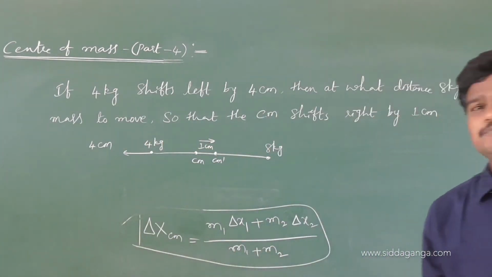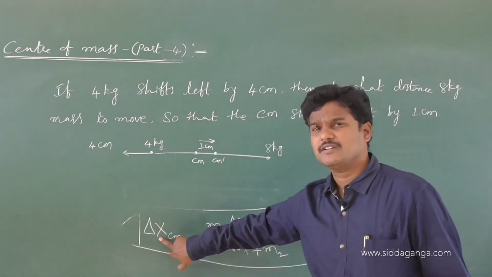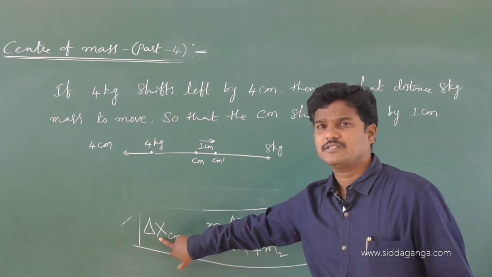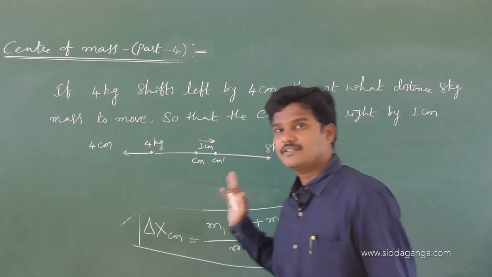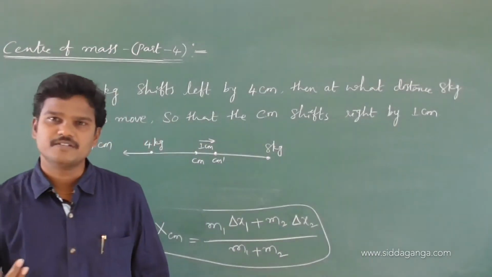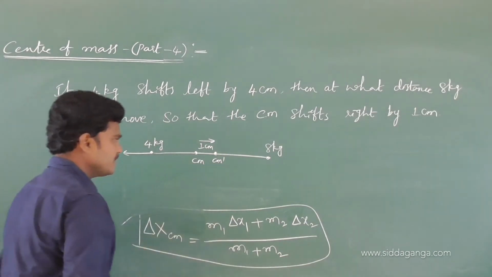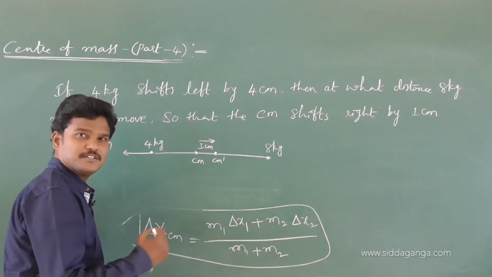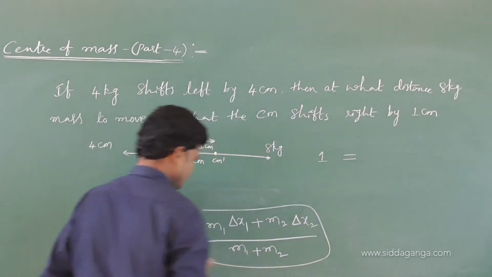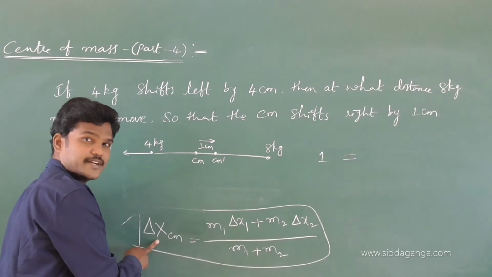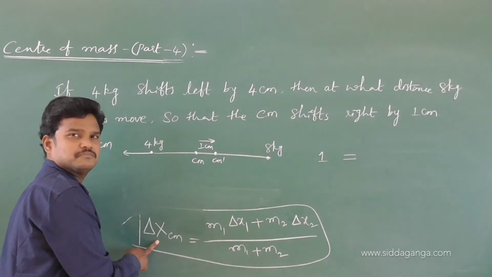In the previous problem, the shift in center of mass remained the same, so I took it as 0. Here the center of mass moves right, and right means +1; if it is left, it is -1. So use the same formula. The delta X CM given in this problem is that the center of mass shifts right by 1 centimeter, which means it is 1. If they had given that it moves left by 1, it would be -1.